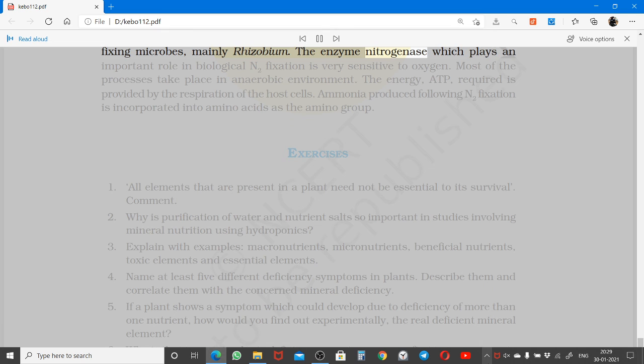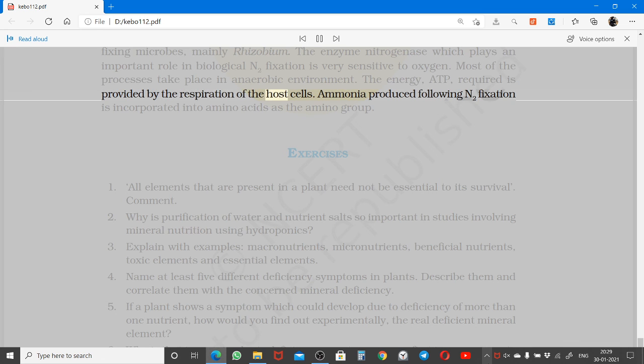The enzyme nitrogenase, which plays an important role in biological N2 fixation, is very sensitive to oxygen. Most of the processes take place in anaerobic environment. The energy, ATP, required is provided by the respiration of the host cells. Ammonia produced following N2 fixation is incorporated into amino acids as the amino group.